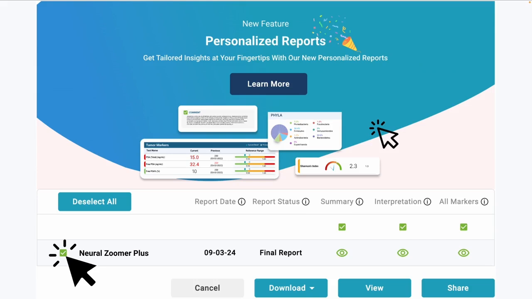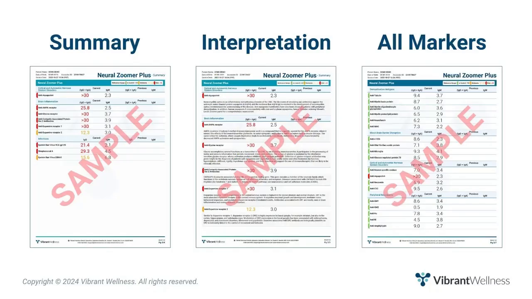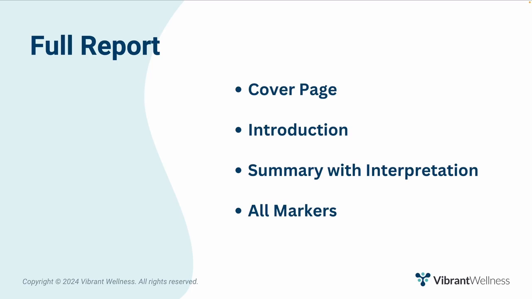Before we dive into the actual report, I want to remind you that you get to choose how much information to include in the report you download for yourself or the report you share with your patients. You have 3 options: summary, interpretation, and all markers. I'll be going over the report that includes all 3 options combined, as it is the most comprehensive. Let's start with a quick overview.